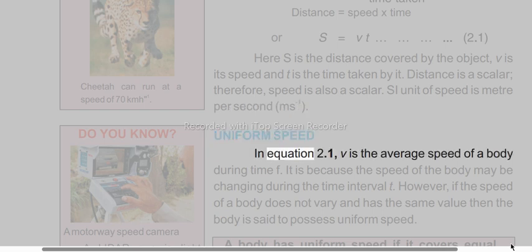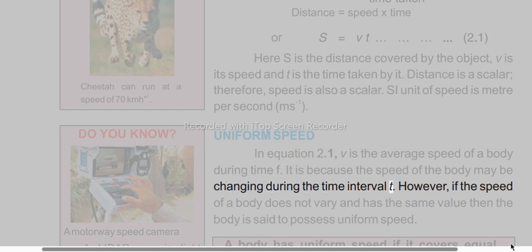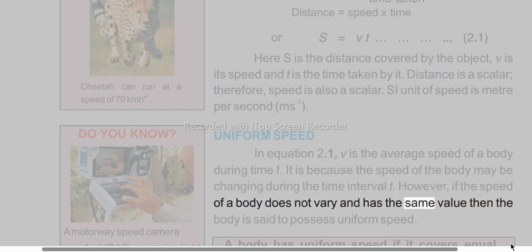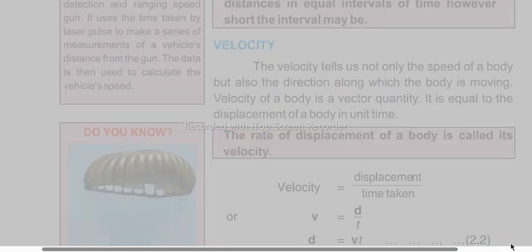Uniform speed. In equation 2.1, v is the average speed of a body during time t. It is because the speed of the body may be changing during the time interval t. However, if the speed of a body does not vary and has the same value, then the body is said to possess uniform speed. A body has uniform speed if it covers equal distances in equal intervals of time, however short the interval may be.